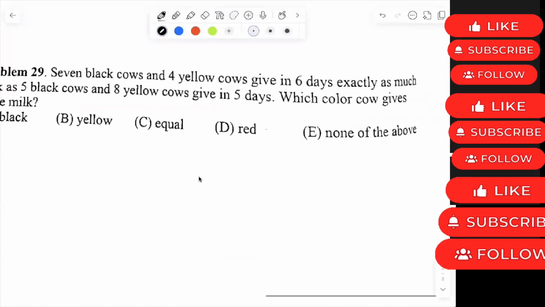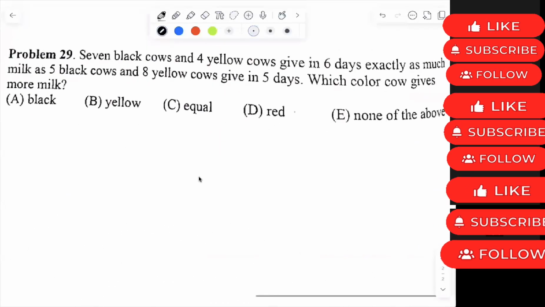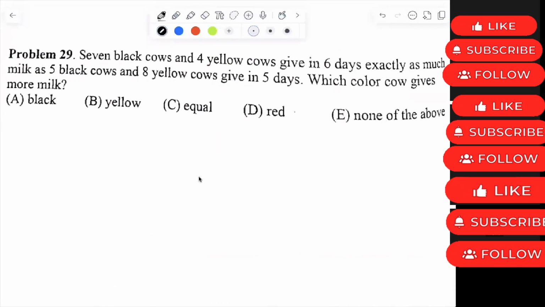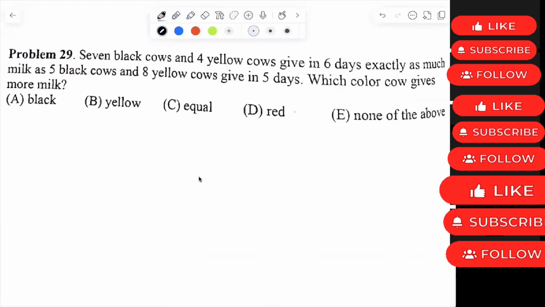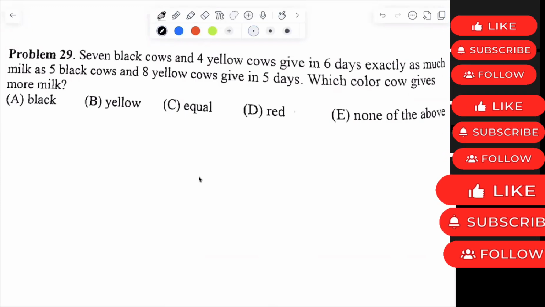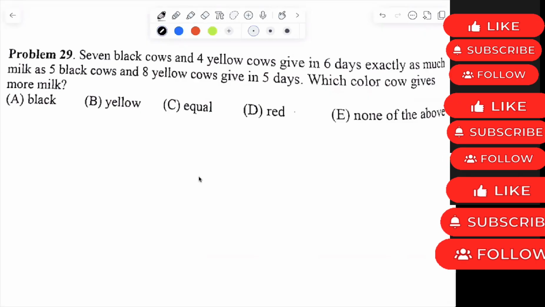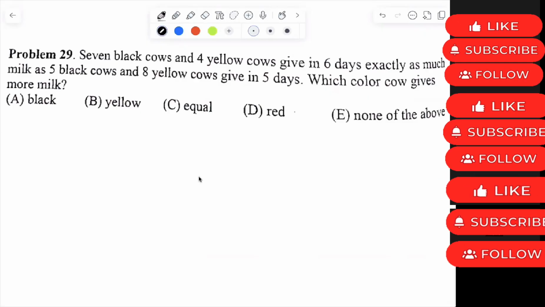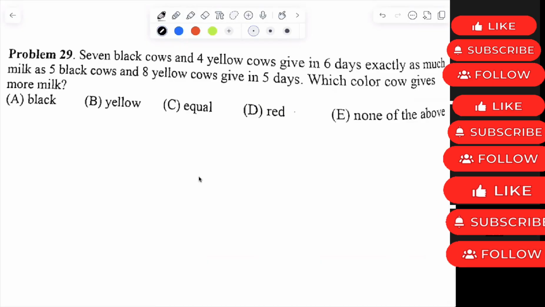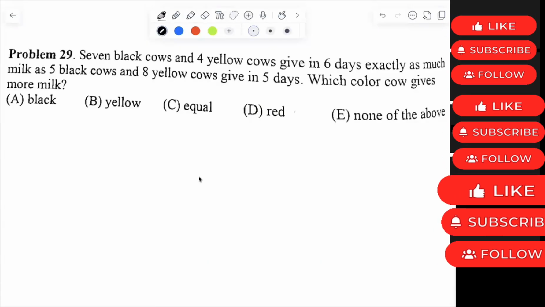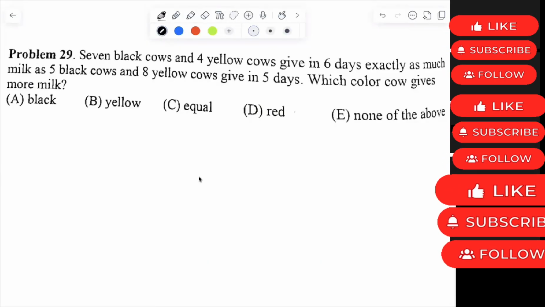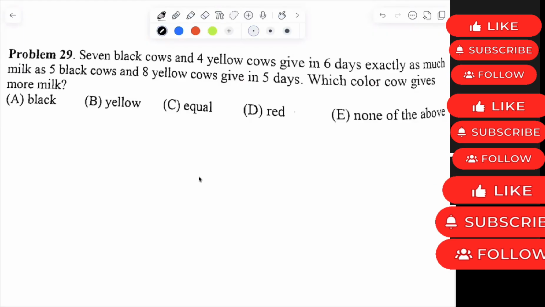Let's move on to problem 29. 7 black cows and 4 yellow cows give in 6 days exactly as much milk as 5 black cows and 8 yellow cows give in 5 days. Which color cow gives more milk? Black, yellow, equal, red, none of the above. Let's try this question through chat. In private message, please.